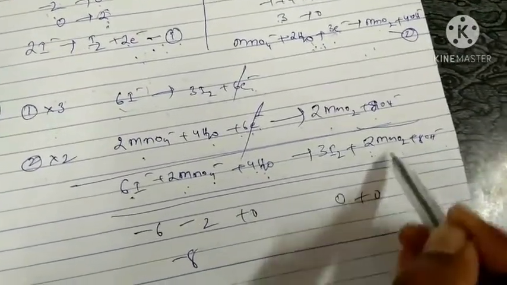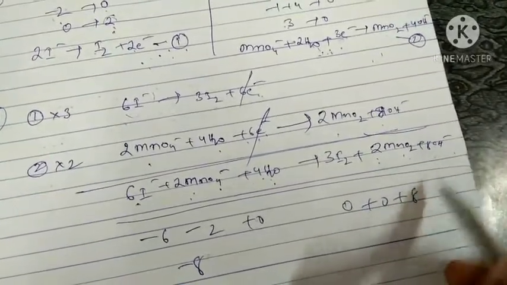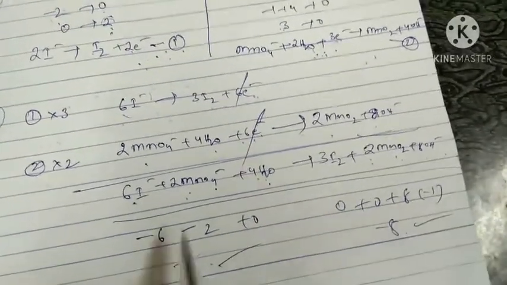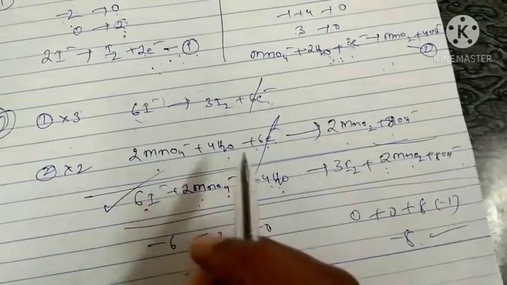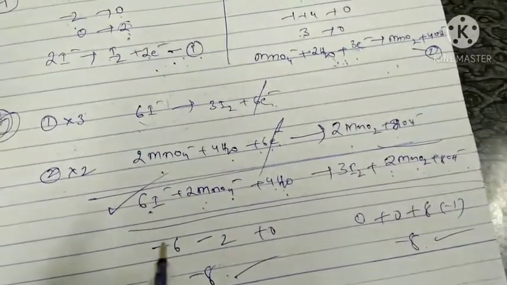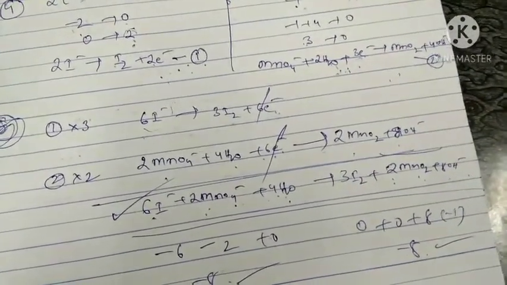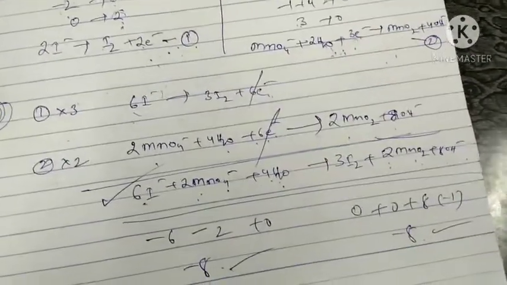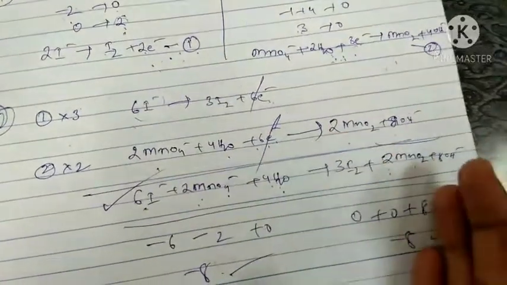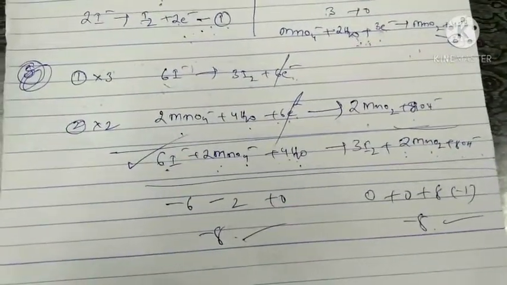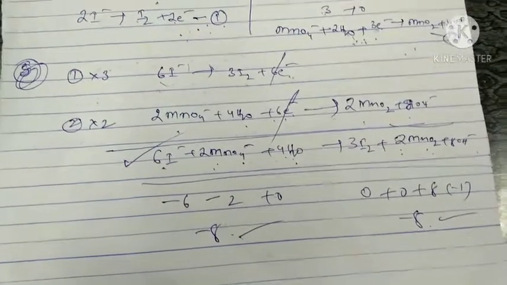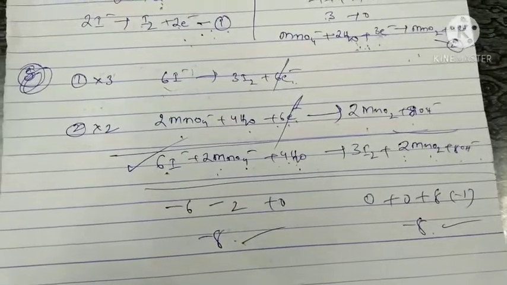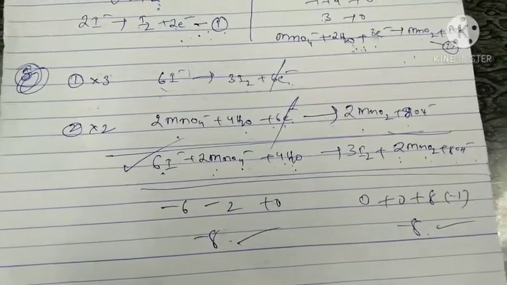Here 0 plus 0 plus 8 into minus 1, so minus 8. So the left side and right side charges are also the same, this equation is right. So that is the way to solve, or that is the way to balance equations in acidic medium as well as in basic medium. This is all about balancing equations in basic medium. This is the end of the redox reactions chapter. It is better to watch this video 2 or 3 times, then you get a clear idea. Thank you.